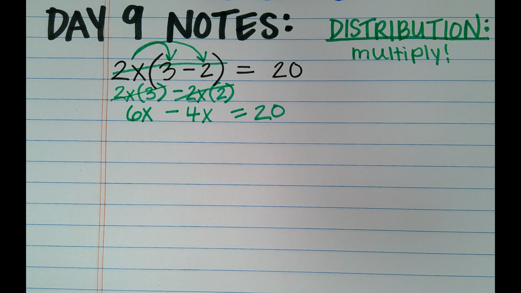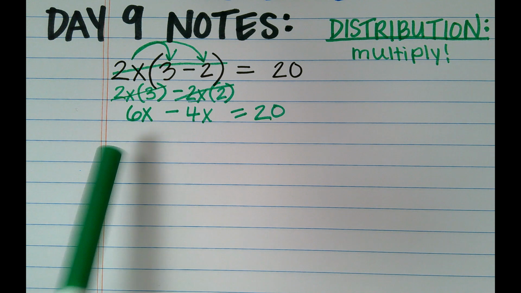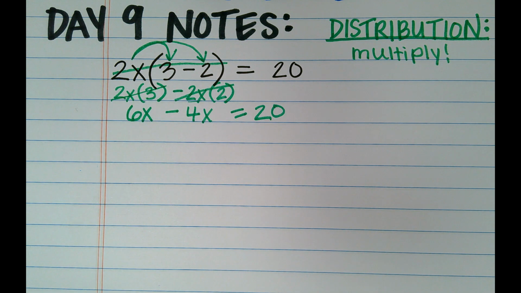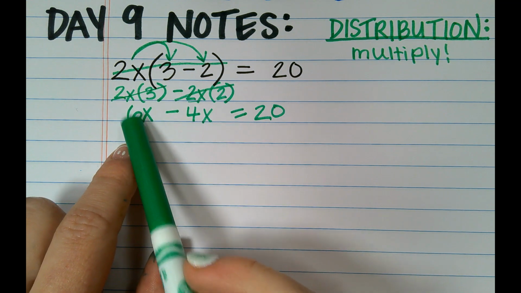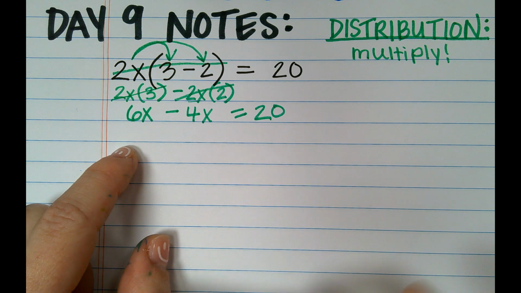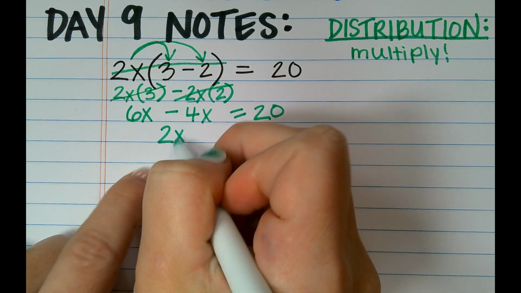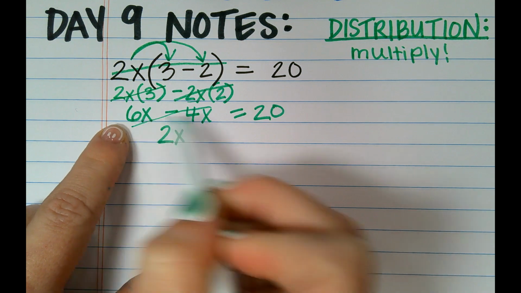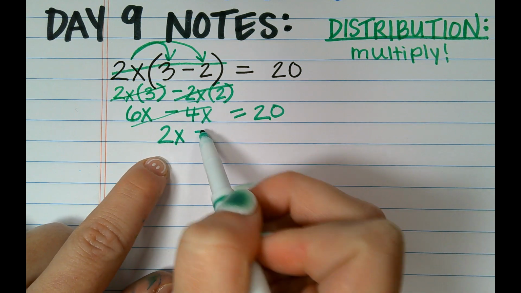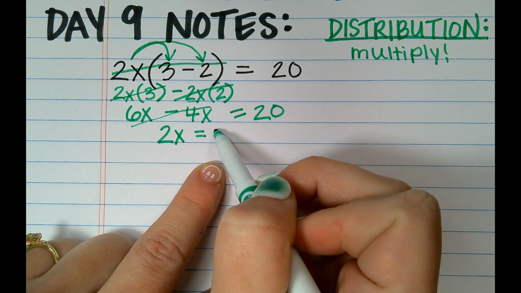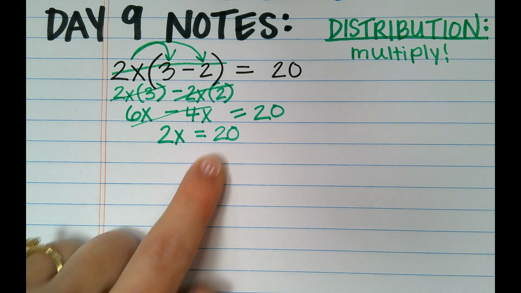Now, I want to go back to what you said, Diane. You said these are like terms. So what do you do with those? Subtract. Yes, we're subtracting 6x minus 4x. What would that give us? 2x. So I can cross that off. I combined my like terms, and I bring down equals 20.